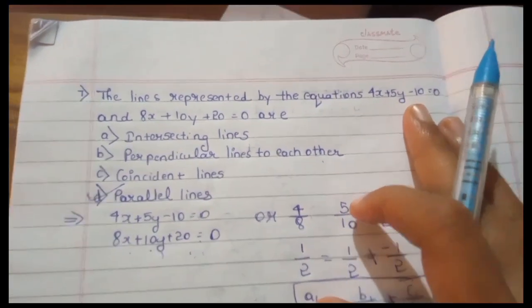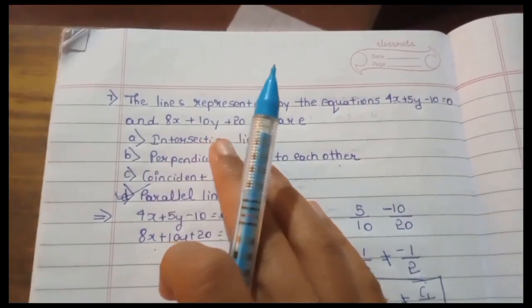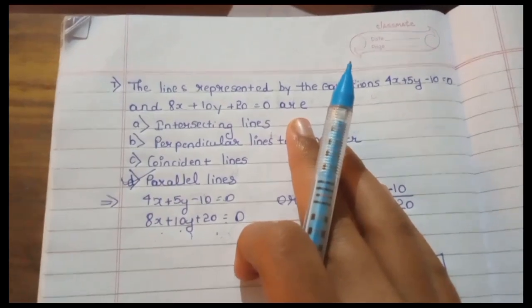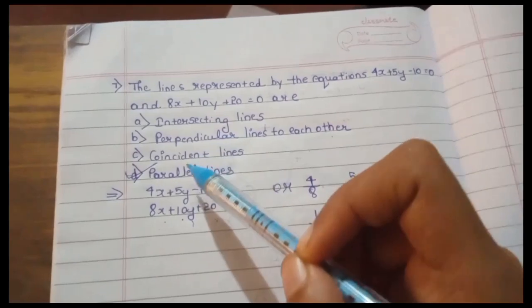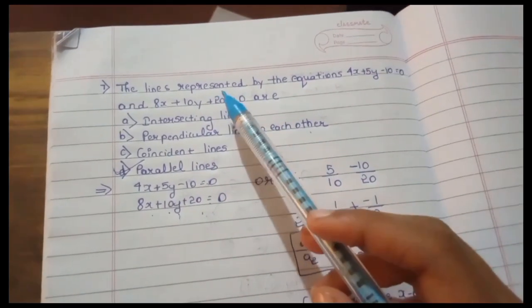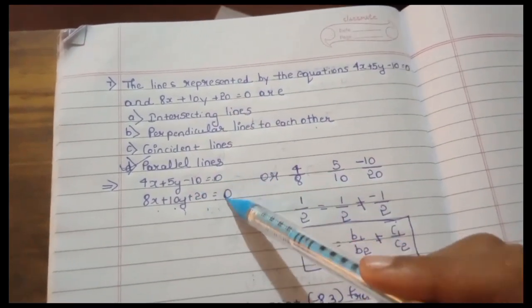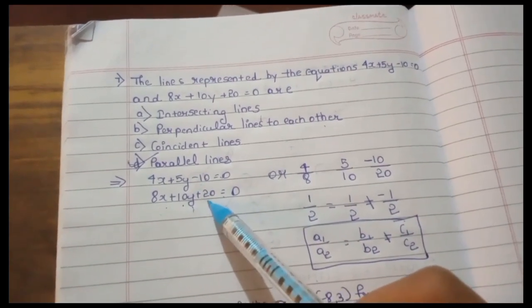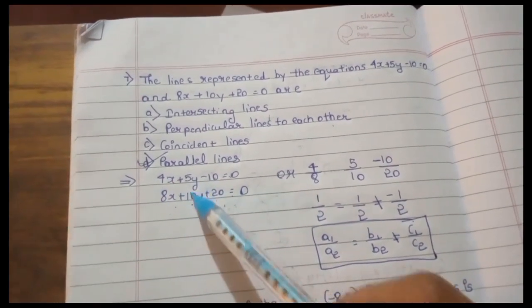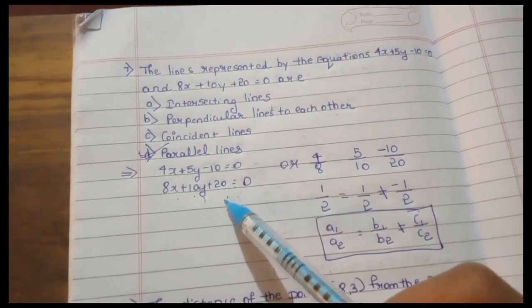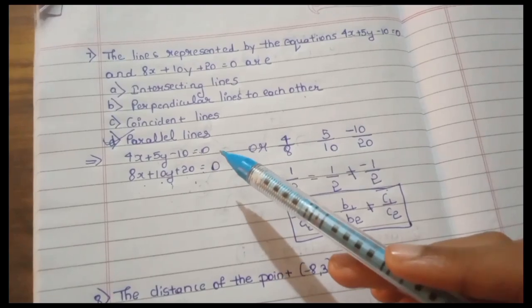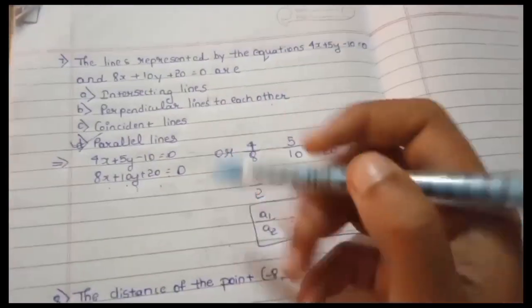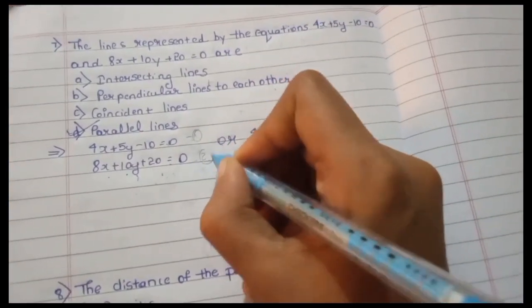The lines represented by the equations 4x plus 5y minus 10 equal to 0 and 8x plus 10y plus 20 equal to 0 are. So we have to find whether they are intersecting lines, perpendicular lines, coincident lines or parallel lines. Okay, so first of all let's write both equations. By seeing these equations we come to know that 4 twos are 8, 5 twos are 10 and minus 10 twos are minus 20, right? So let's divide equation 1 by 2.